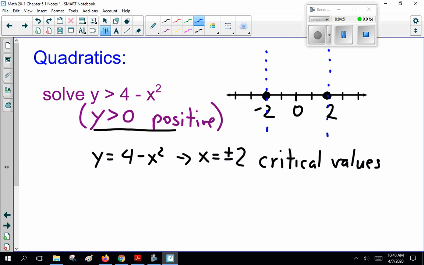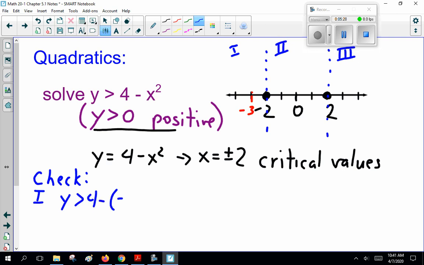Now, some people will call this section 1, section 2, and section 3. That might be nice. I don't know. But in the first section here, I need a number to check. Now, what is a nice number? You can choose anything less than minus 2. Minus 10, minus 100, minus 1,000, minus a million. I'm going to choose minus 3 because it's a small whole number. Actually, it's a small integer. So, checking in section 1, y is greater than 4 minus 3 squared.